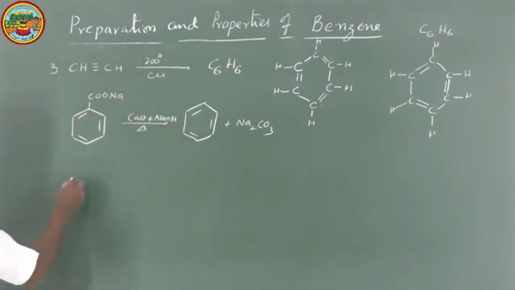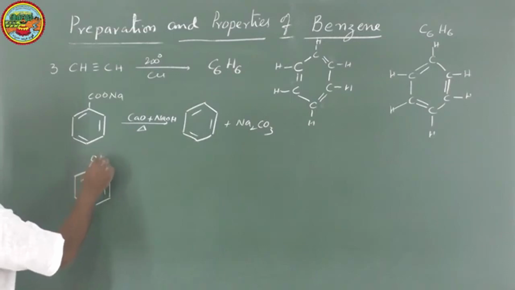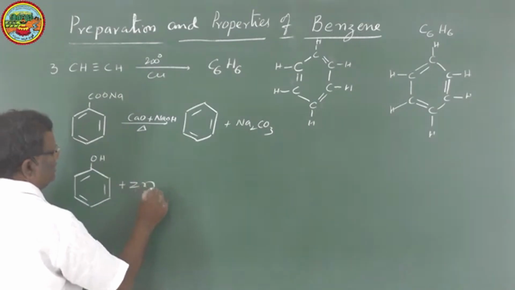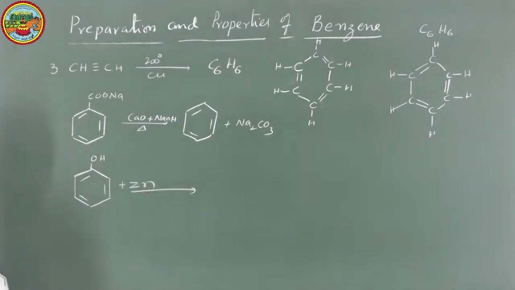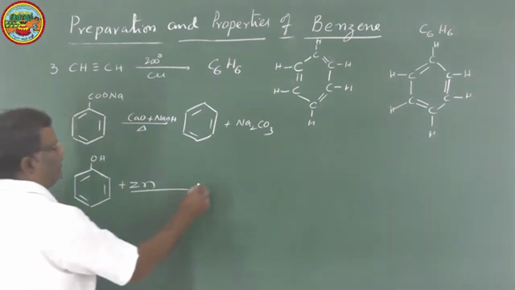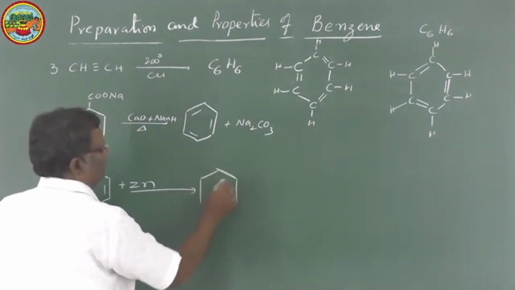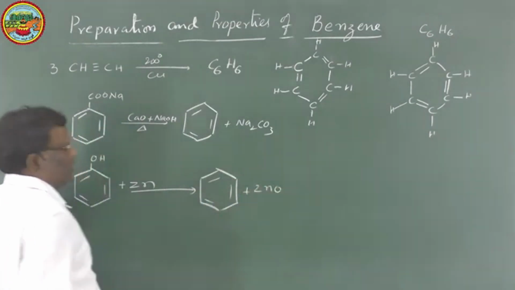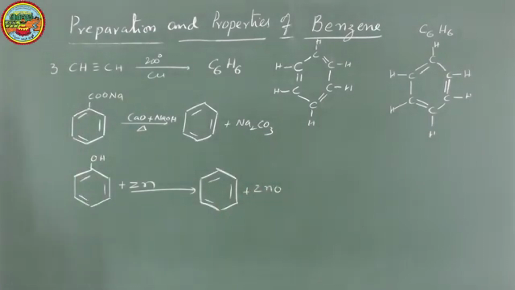Benzene can also be prepared from phenol. Phenol means C6H5OH. When phenol is heated with zinc dust, the oxygen is removed as zinc oxide and benzene is formed. So these are the important methods of preparation of benzene in the laboratory. Industrially, it is prepared by distillation of coal tar.